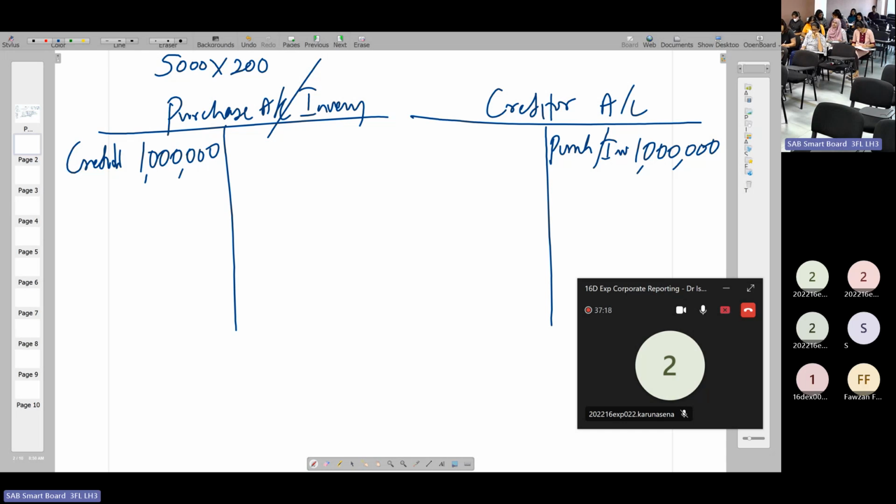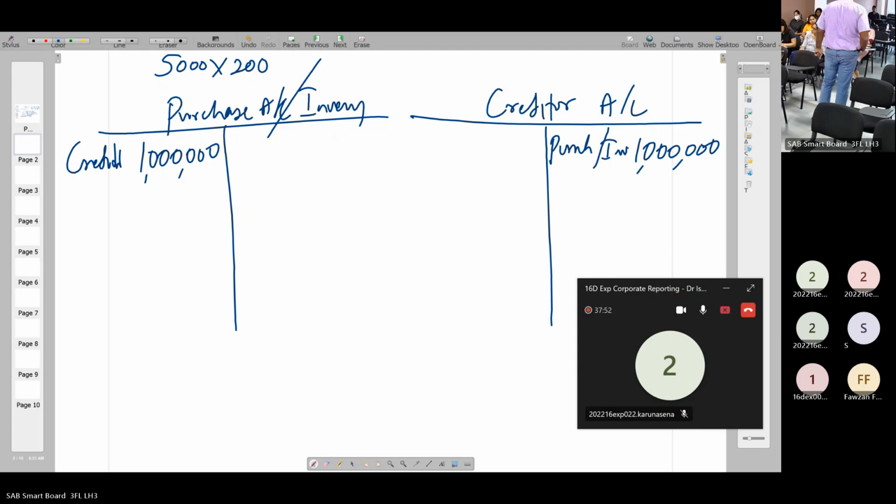Right. Okay. Now this is the initial entry, the initial recognition. At the transaction date, the rate needs to be taken and converted into LKR. This is the initial entry. Now let's say you have recognized an asset. Inventory is an asset. Is that a monetary asset or a non-monetary asset?